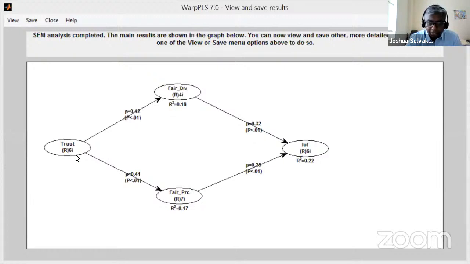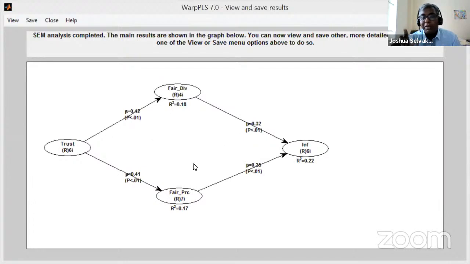Here also the significance p-value is less than 0.1, so this is also significant, and almost all the arrows are significant. The hypotheses are significant, and the R square value is 0.22. Now here is where the problem lies, because an R square value less than 0.50 is not a very good model.